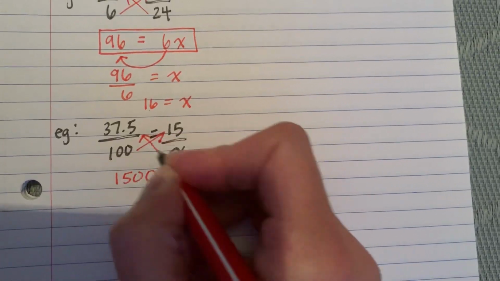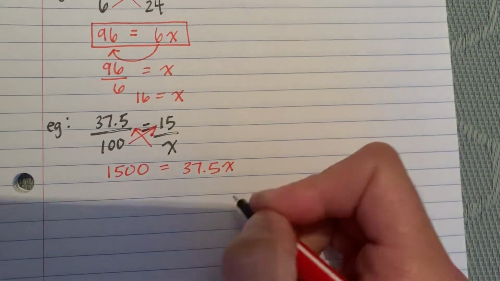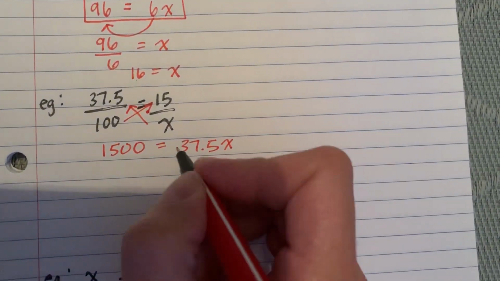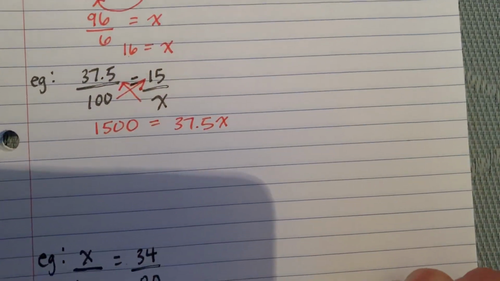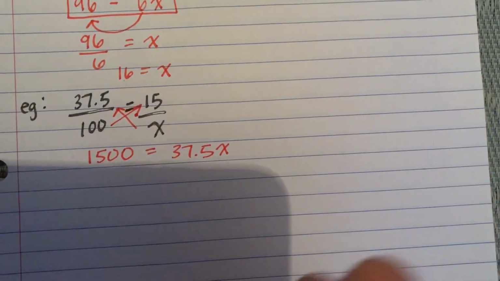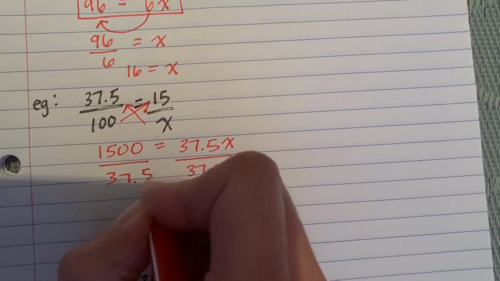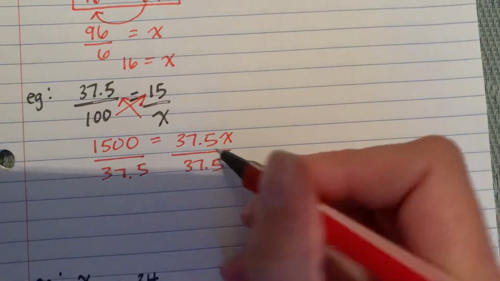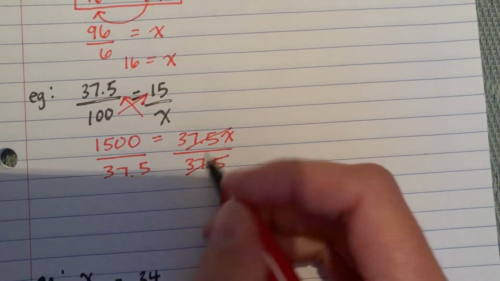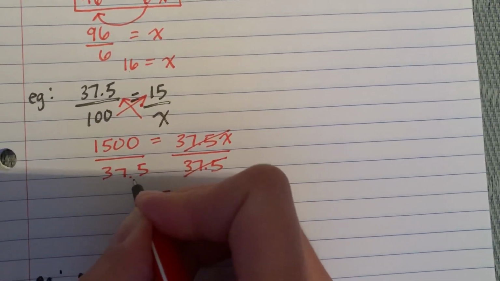x times 37.5 is 37.5x. Now I need to isolate x. So again, I am moving my 37.5 over to this side of the equal sign. Another strategy that you might be familiar with in our algebra unit is to divide this number by itself, and then you also divide this number by the same thing. So 37.5 divided by 37.5 will give you 1x, which means x is left by itself. And then 1500 divided by 37.5 gives you 40.